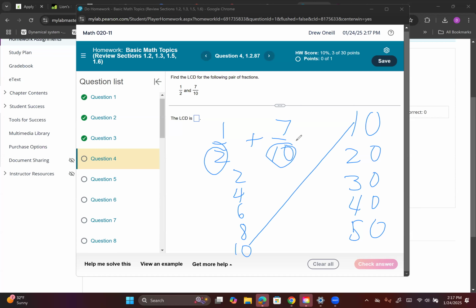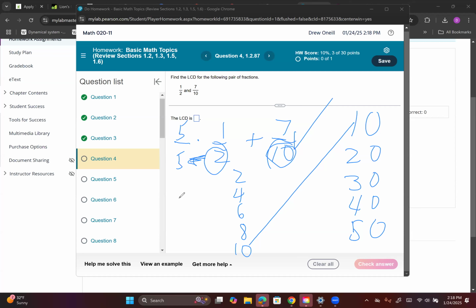We know that this has a 10, so this one's good. We leave it alone. It has the LCD. And they won't always start with one of them having the right one. I'll show you an example. But we know that this half has to have a 10 denominator. And to get the 10 there, we have to use multiplication. We could multiply by 5 in the denominator. That would give us 10. But if we multiply the bottom by 5, we have to multiply the top by 5.